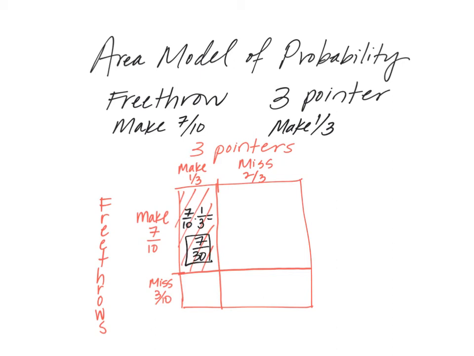The probability of making my free throw and missing my three-pointer could be represented in this rectangle right here. So to do that calculation, I will take length times width again. So 7/10 times 2/3, which will give me 14/30.